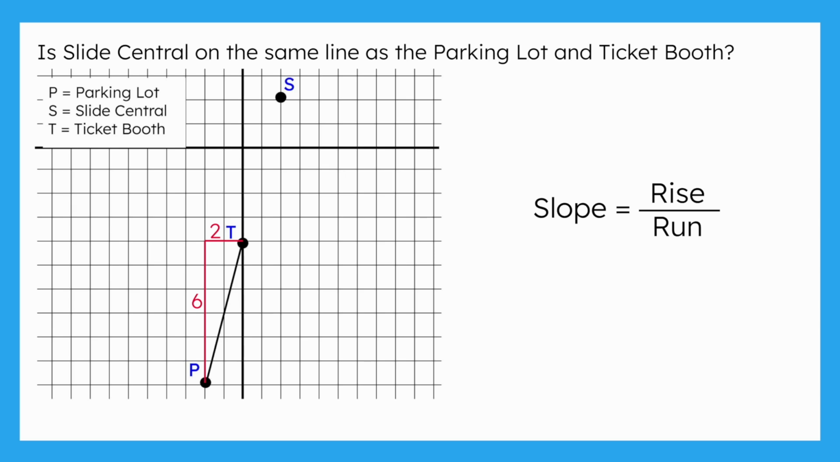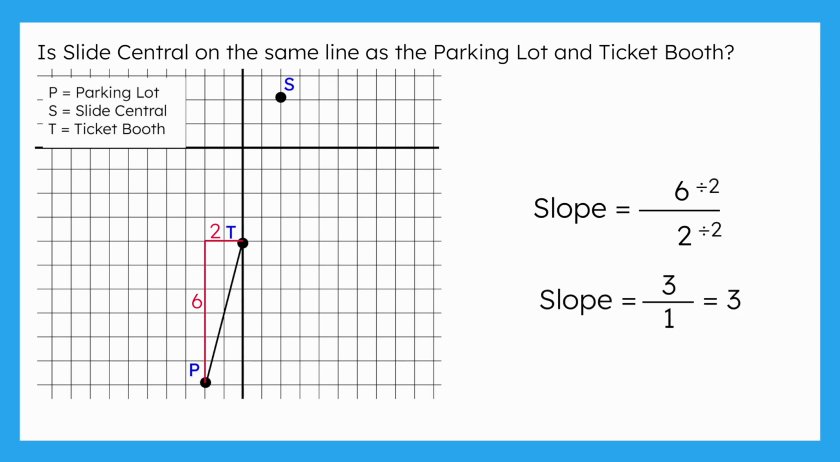How many units tall is this triangle? 6 units. That's the rise, which goes on the top of the slope fraction. So we have a 6 as our numerator. What's the run? 2 units. So our slope is 6 over 2. Is that simplified? No, because we can divide both numerator and denominator by 2. That simplifies to 3 over 1.